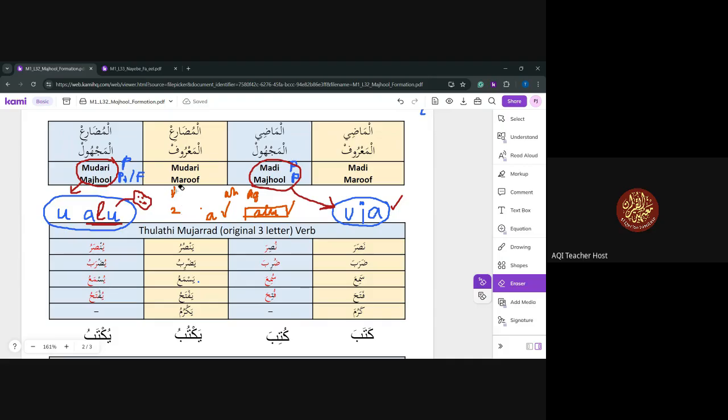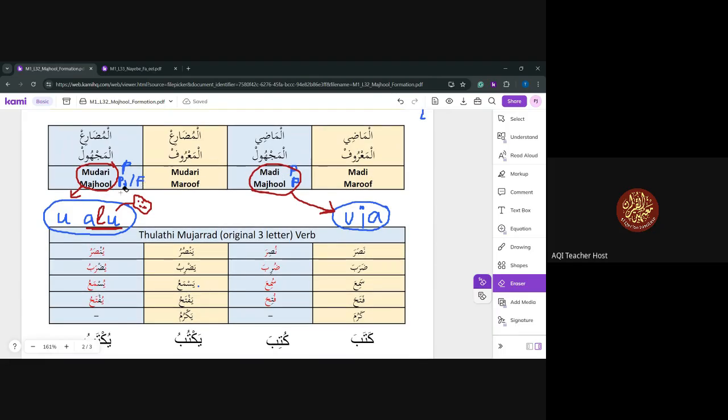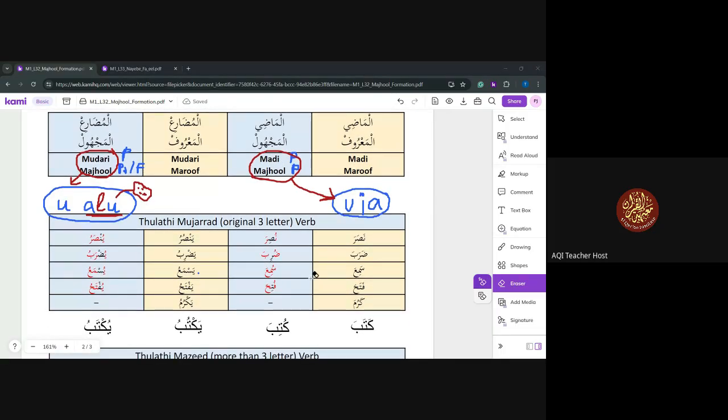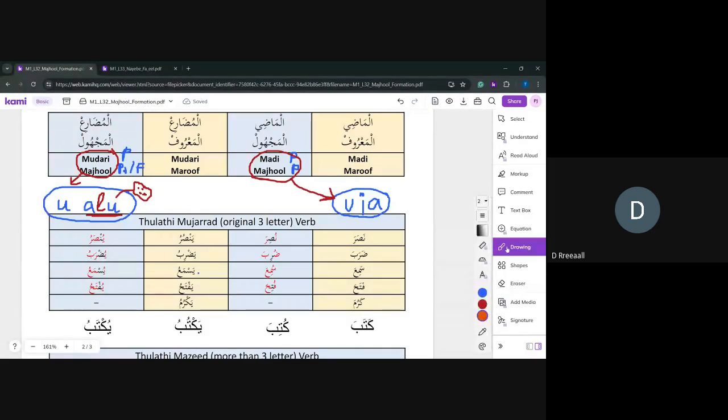So I just want to make sure that everyone understood the pattern. Can anyone repeat what are the patterns for Madi Majhul and Mudari Majhul? Please unmute yourselves and explain. Yes, alhamdulillah. The Madi Majhul will be U'i'a, and Mudari Majhul will be U'alu.